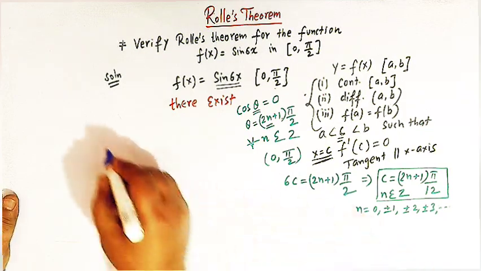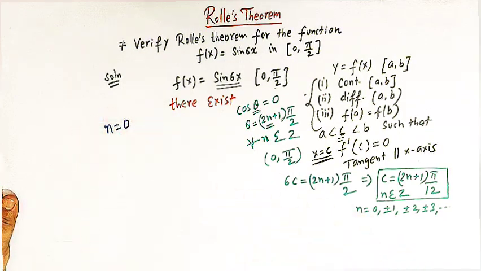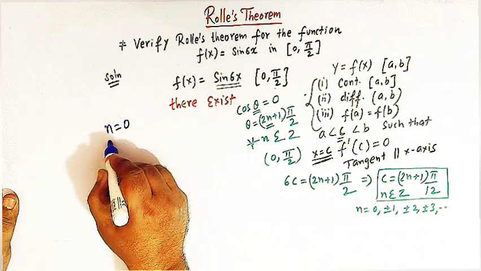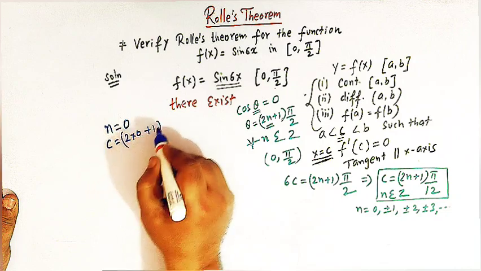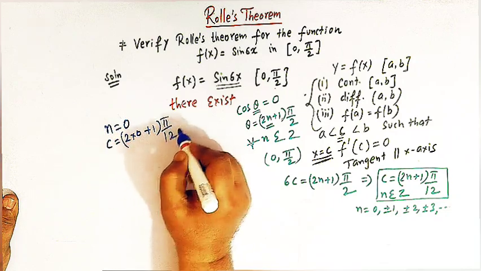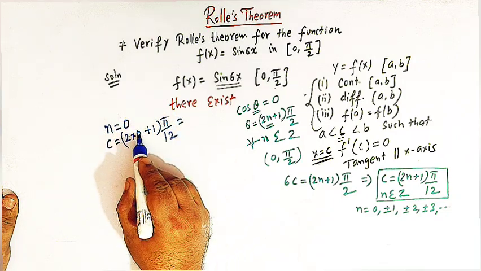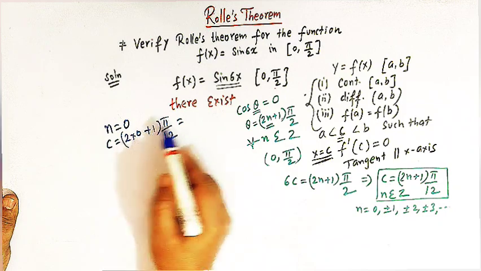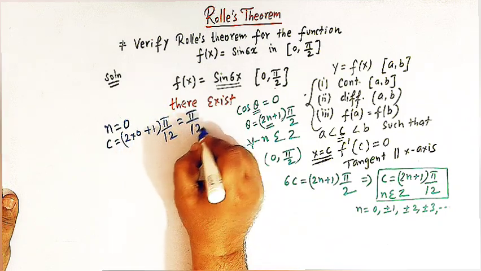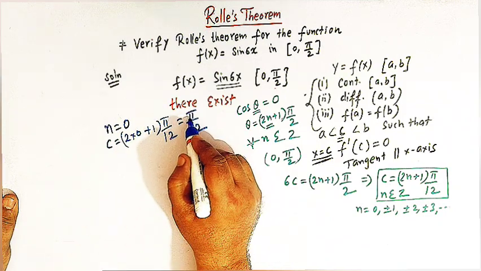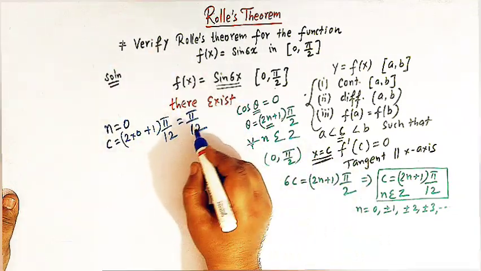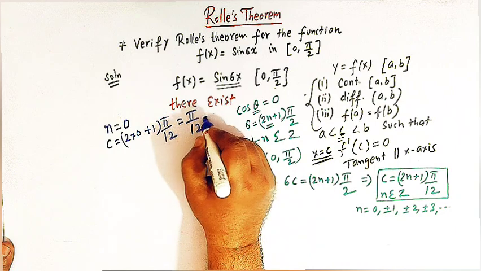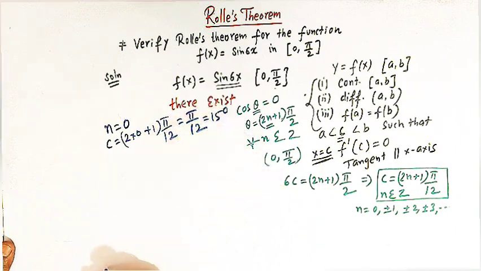So now let us first take n is equal to 0, right? So the value of c is 2 times 0 plus 1, and here we have pi by 12. So this is 2 times 0 is 0, so we have 0 plus 1, 1, this is pi over 12, right? And if we take pi over 12 into degrees, then pi over 12 is equal to 15 degrees, right?